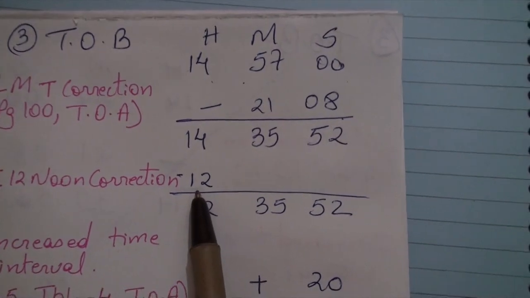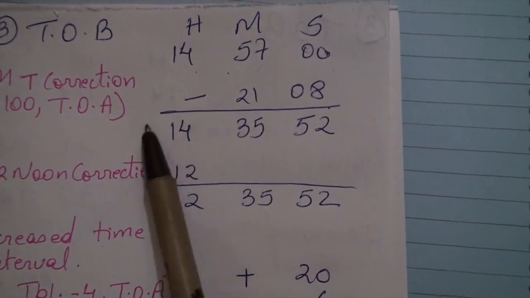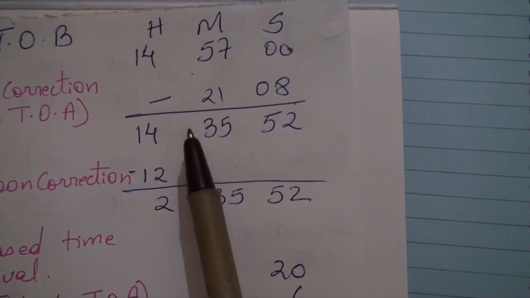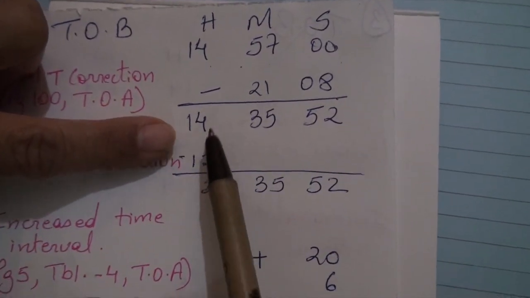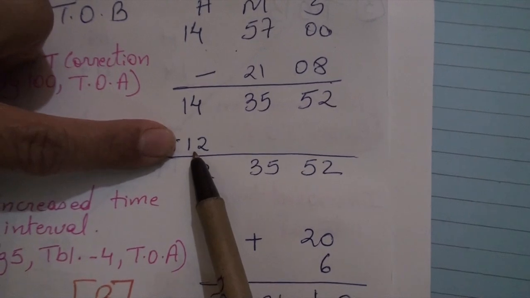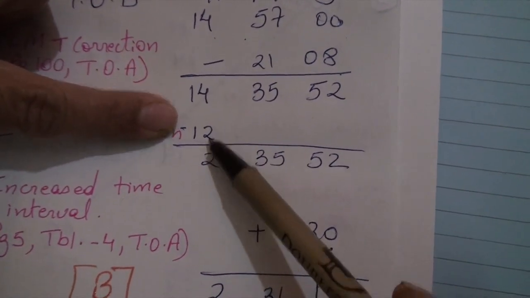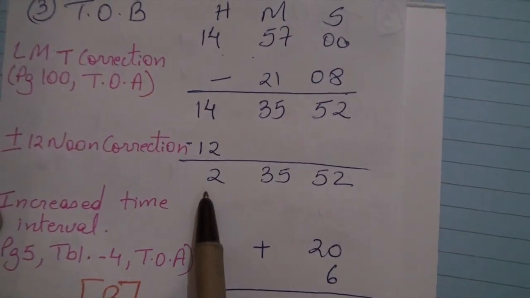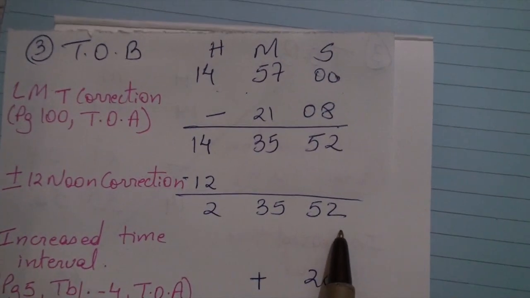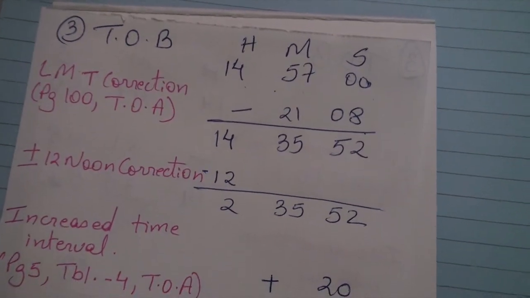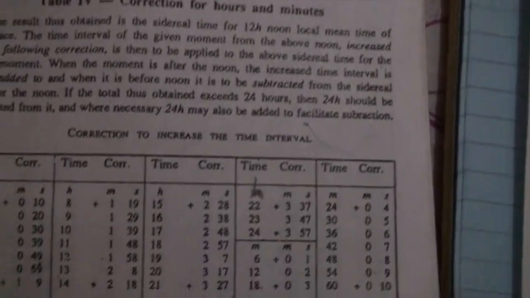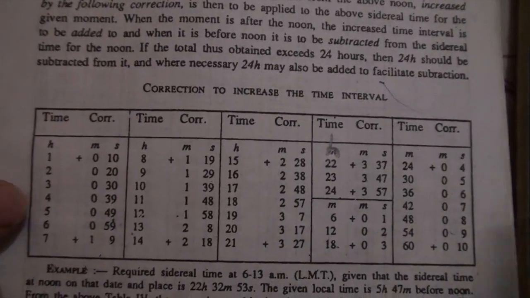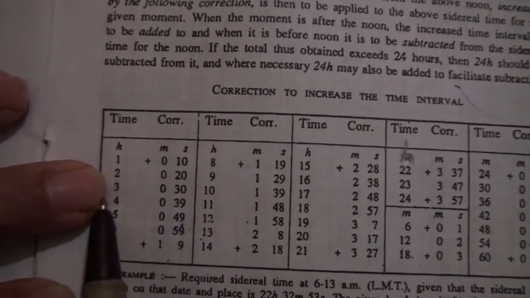After that we make the plus minus 12 noon correction. If this figure is above 12, we subtract 12 from it, and if this value is below 12, we subtract this value from 12. So over here 14 is bigger than 12, so we subtract 12 from 14, and this is the value that we derive. After that we have to take the increased time interval values, which is available on page number 5 of table of ascendants, table 4. As we know the hour value is 2 hours, so we have to locate 2 hours in the table.